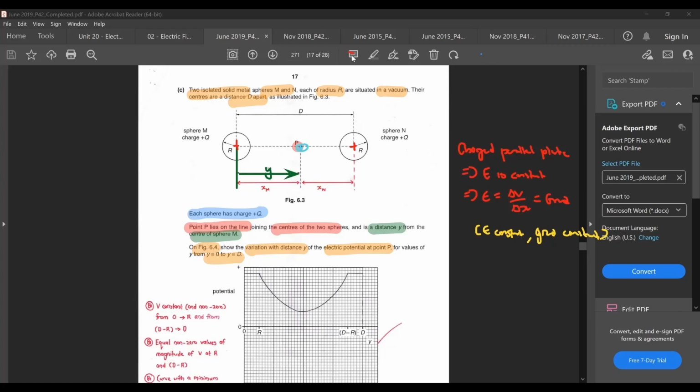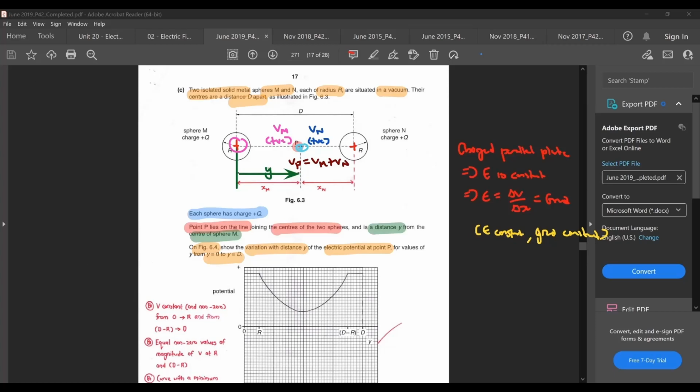Based on the workings that we've done so many times before, I need to find out the potential due to M. Because this one is positive, potential due to M must be positive. And then I also need to find out the potential due to N. Because the sphere N is positive, the potential due to N will also be positive. Therefore, your VP is going to be just Vm plus Vn. This is the equation that defines the variation of potential with distance.